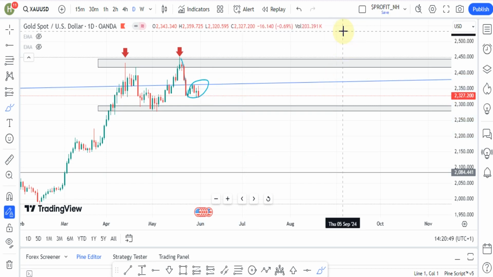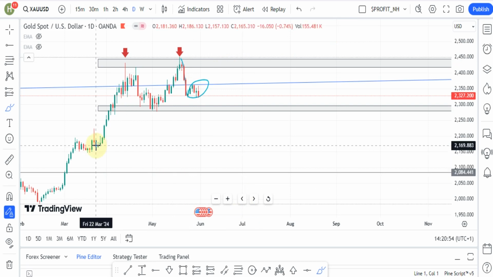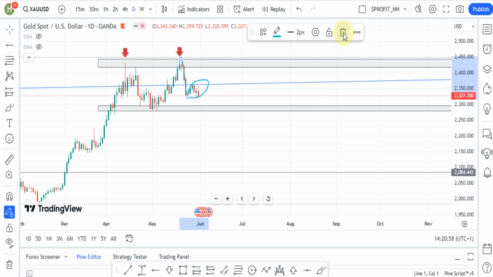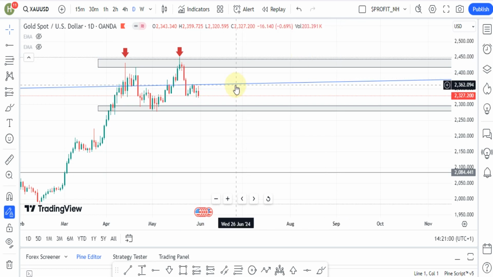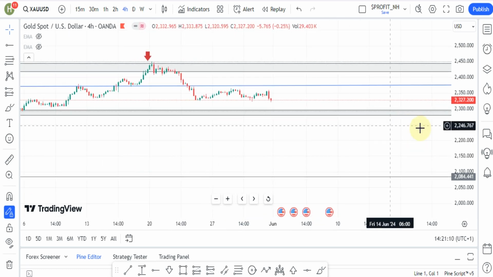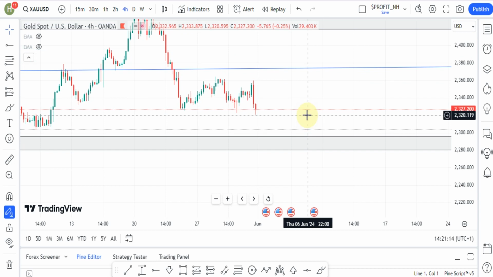I want to go to the 4-hour time frame and at least see what we can get from there. So we've understood that from the bigger time frames, we should be looking at the market in a bearish way. Let's go to the 4-hour time frame and at least try to understand what we can get from there. So this is what is happening at the 4-hour time frame.